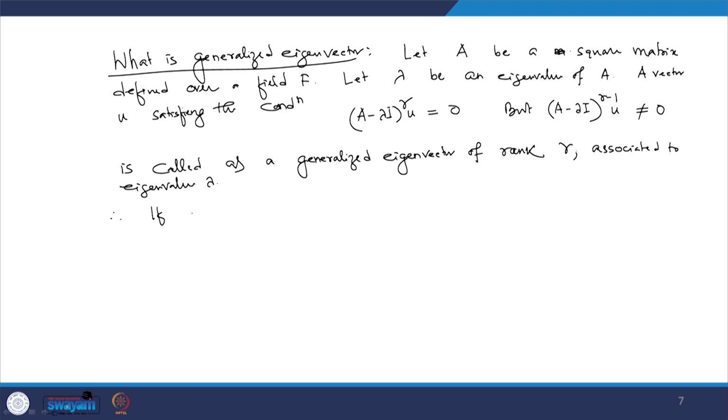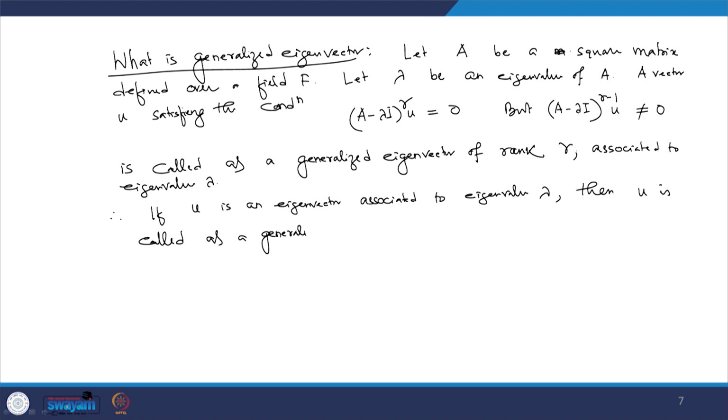So if U is an eigenvector associated to eigenvalue lambda, then U is called a generalized eigenvector of rank 1. Now let us see: if I consider a generalized eigenvector of rank r, I will show that it introduces r vectors which are linearly independent.